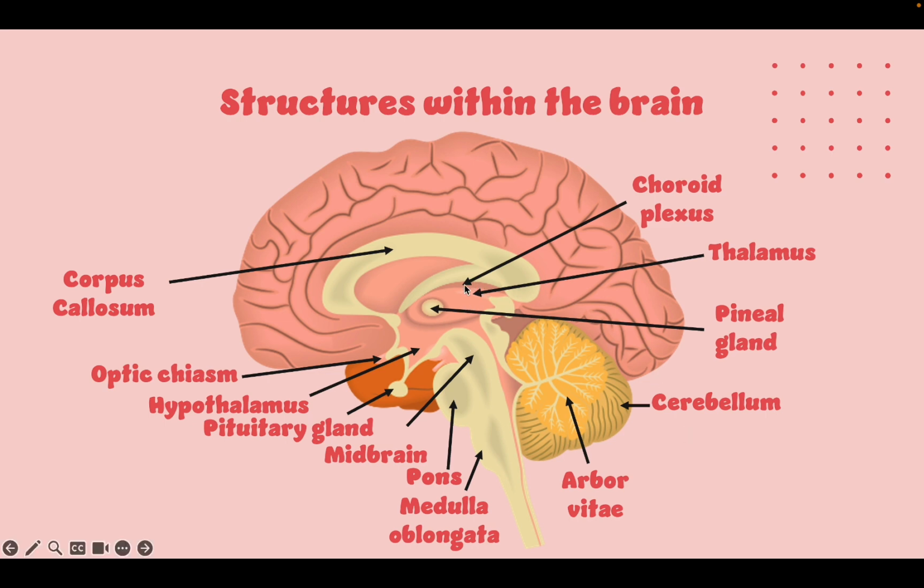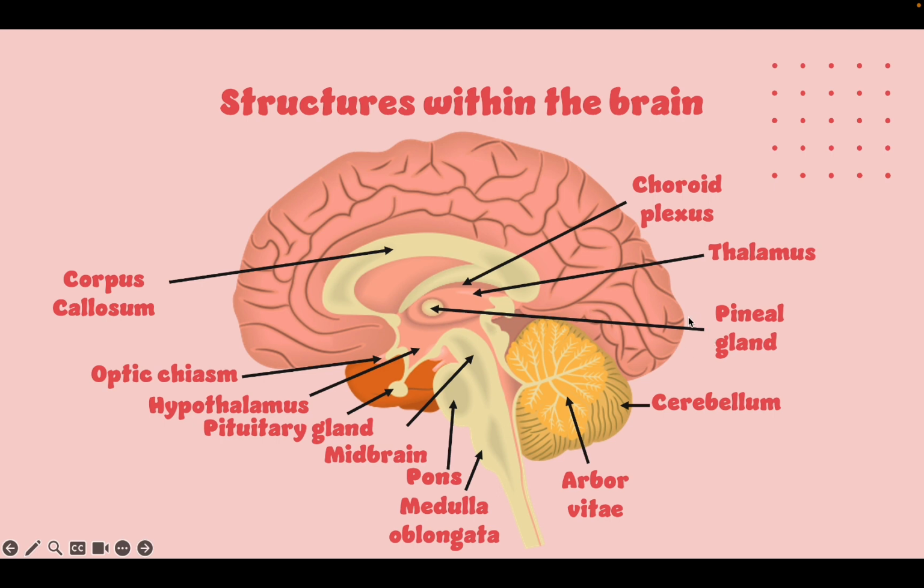Next we have the thalamus, which is one structure of the diencephalon. The thalamus is responsible for distributing what information goes to which part of the brain. So it's like our organizer of the brain.